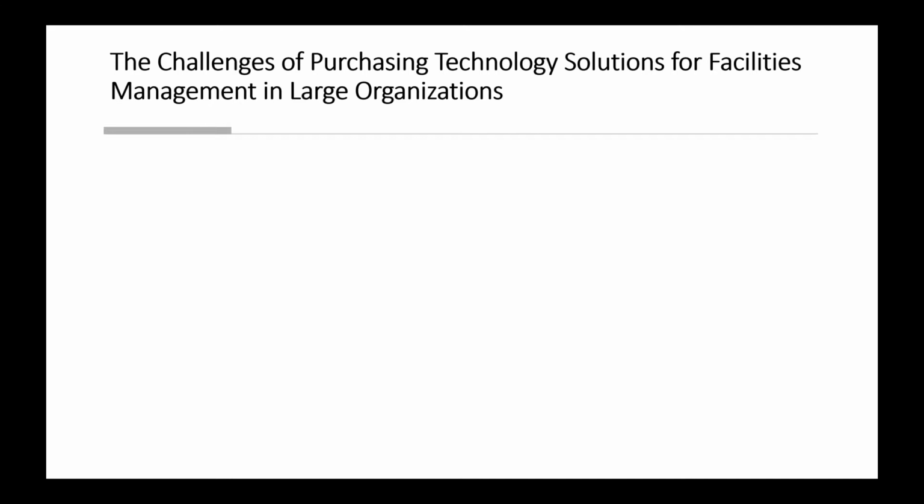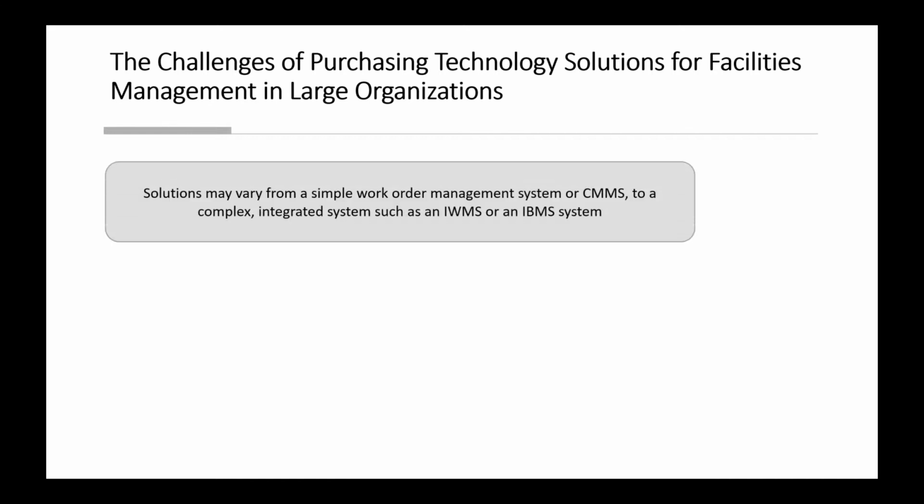So what we're going to talk about today, as Ann said, are the challenges of purchasing technology solutions for facilities management in large organizations. There are three aspects we want to talk about. Number one, solutions may vary from a simple work order management system, or a CMMS, or a small version of a CMMS, to a complex and integrated system such as an IWMS or an IBMS system. As you know, depending on the size of the organization and the complexity of the operations, these softwares vary extensively.